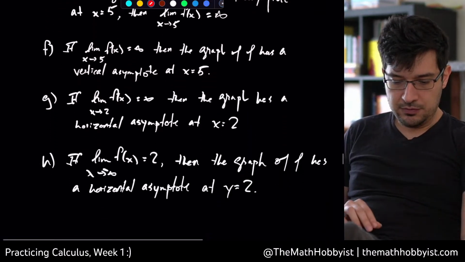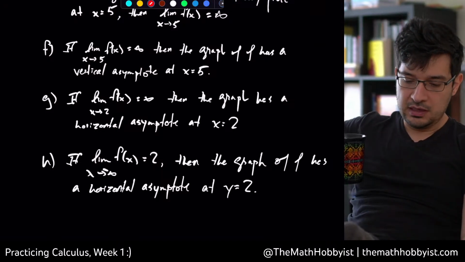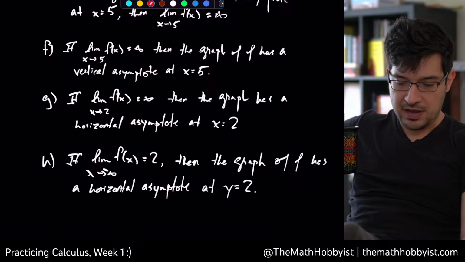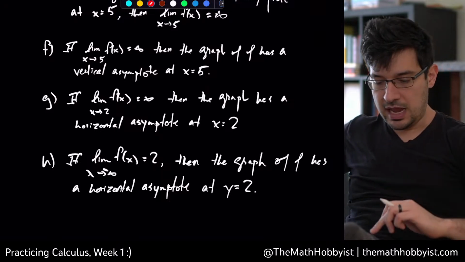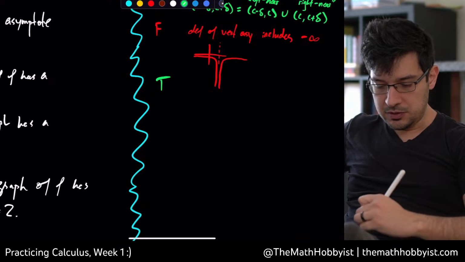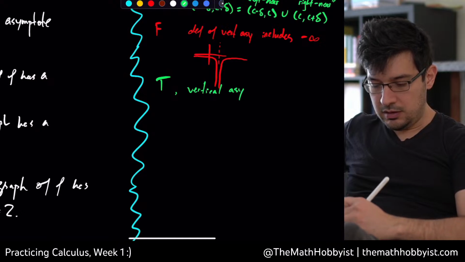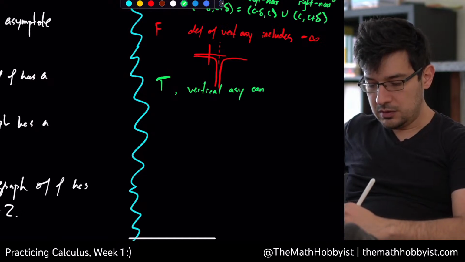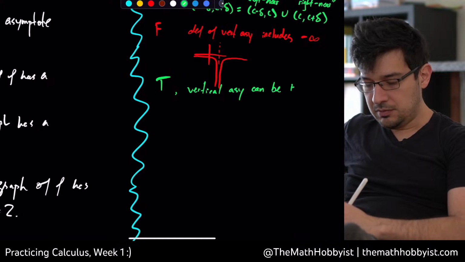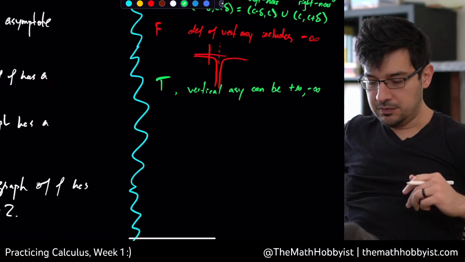Moving on. If the limit as x tends to 5 is infinity, then the graph of f has a vertical asymptote. Yes, that is true. So this is the other way around. True. Vertical asymptote can be plus infinity or minus infinity.